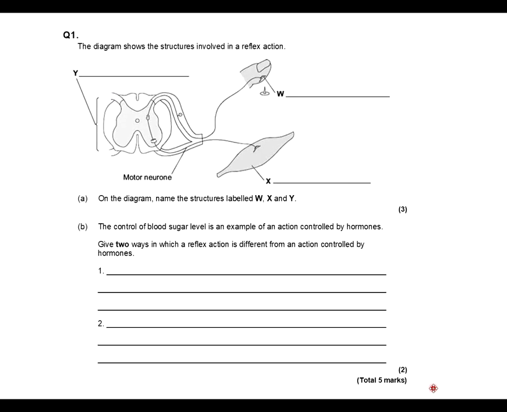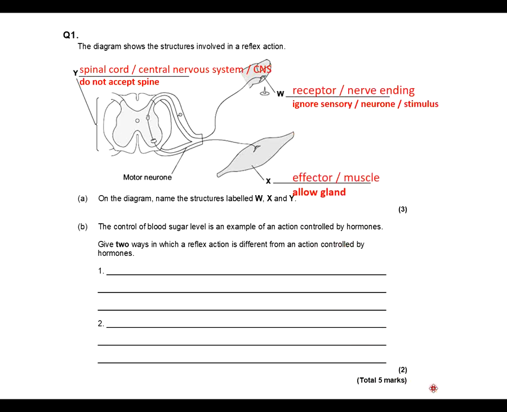So if we have a look at an exam question like this, the first part says, on the diagram, name the structures W, X and Y. So I suggest that you pause the video, have a go at this exam question, and then we will come back to it. So first of all, what is W? Y is the spinal cord. It says do not accept spine. Okay, it has to be spinal cord. W is our receptor, and X is our effector or muscle.